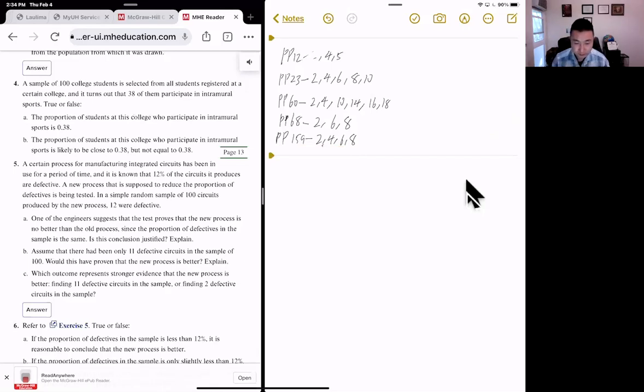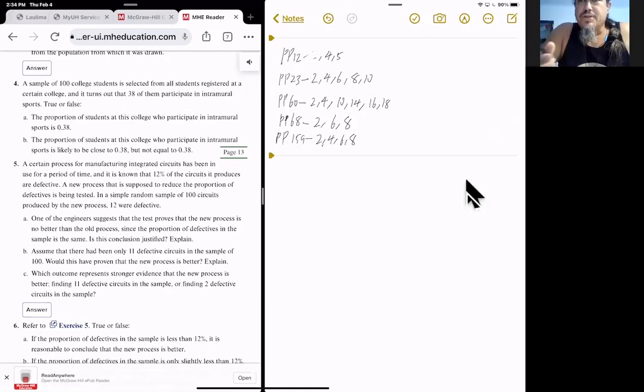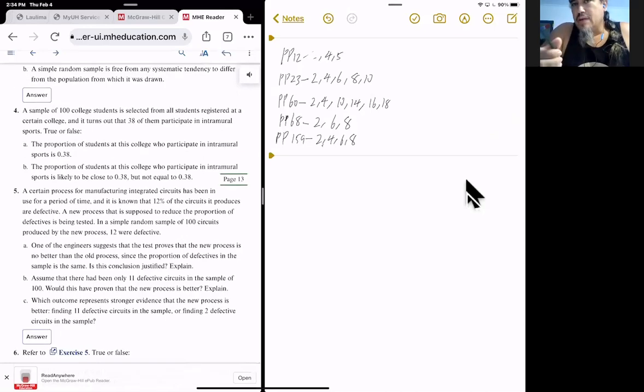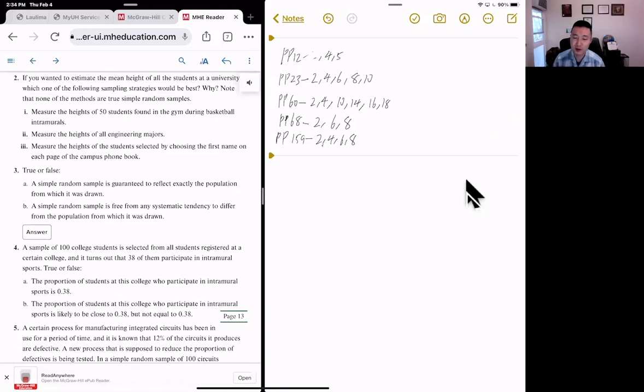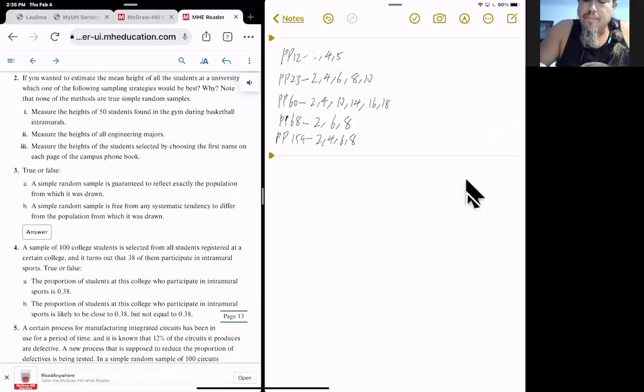Number 4. I'm sorry, just to clarify, Professor, the last solution, the third option, is that a simple random sample? That's not a truly simple random sample, but it's still close, much better than the other two options. Yeah. Okay.